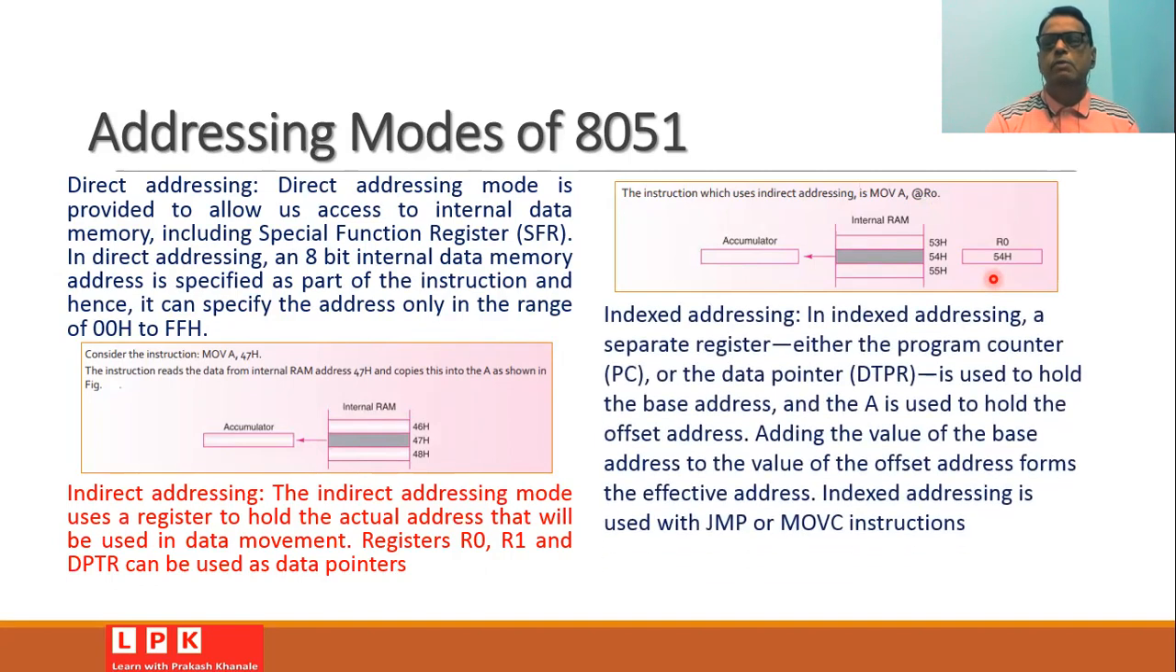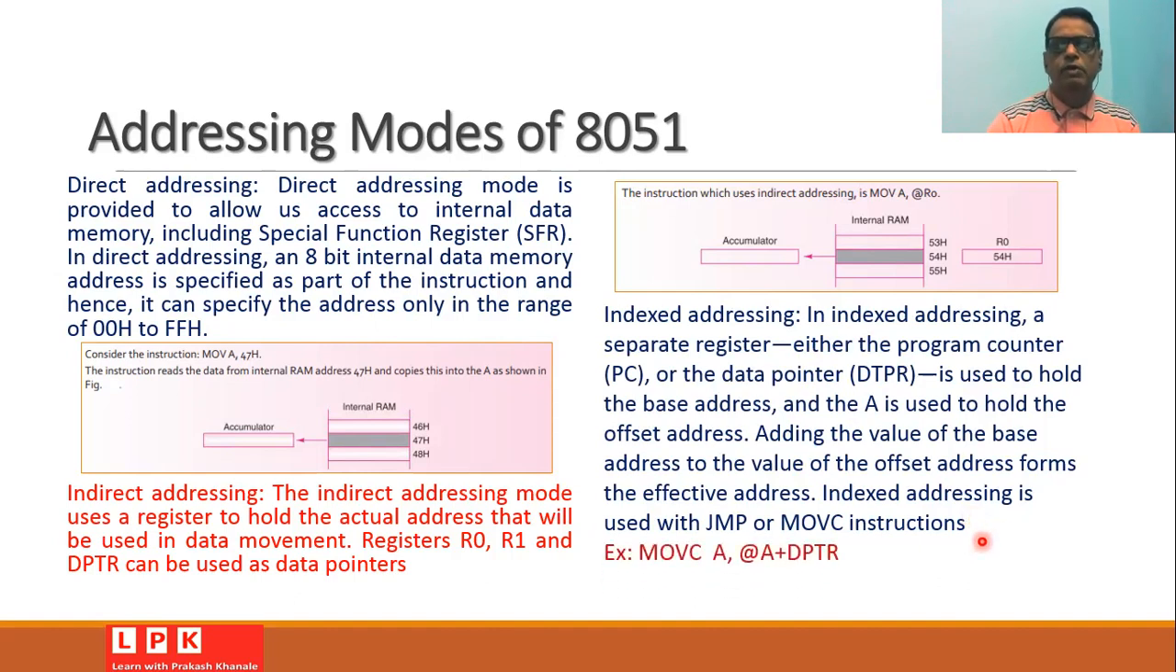Another addressing that is very commonly used in the instruction set of 8051 is index addressing. In index addressing, a separate register such as the program counter or data pointer is used to hold the base address, and then the accumulator is used to hold the offset address. The base address and the offset are added together to compute the effective address, and such addressing is called index addressing. Index addressing is normally used with jump instructions or MOVC instructions.